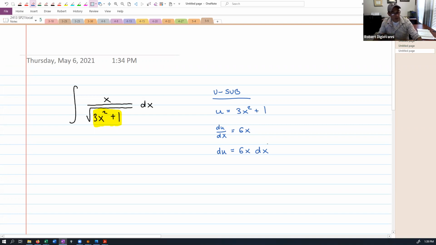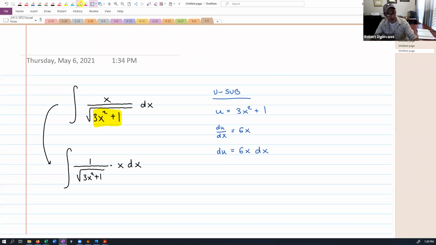All right, time for us to play a game. This integral is the same as 1 over the square root of 3x squared plus 1 times x dx. What I'm doing is sliding this x out here next to this dx just to make this a little easier to see. Can you all see that we have u here? That right there is what u is going to be.